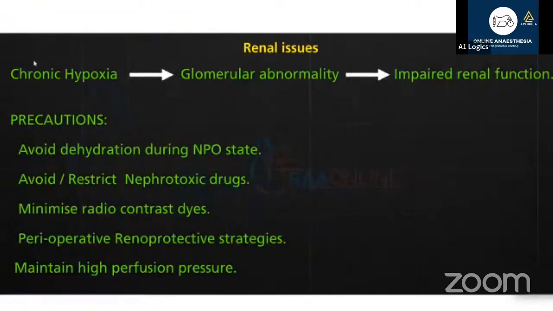Coming to renal issues, there will be chronic hypoxia. The patient might develop glomerular abnormality which can affect the renal function.